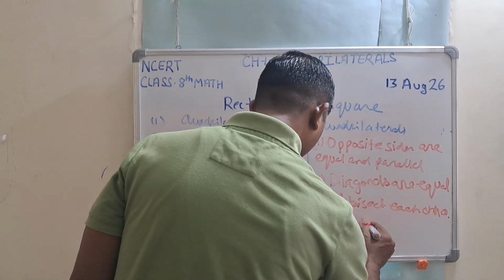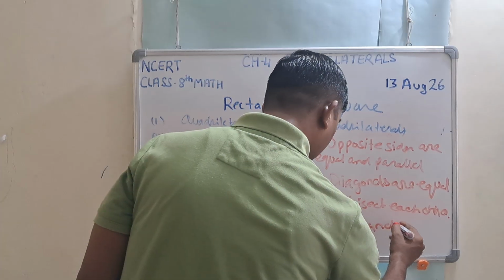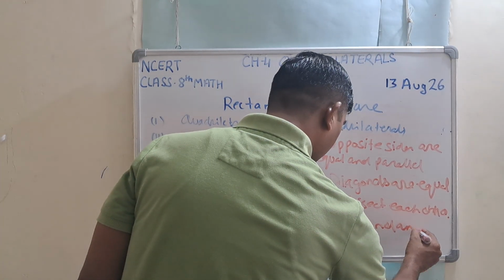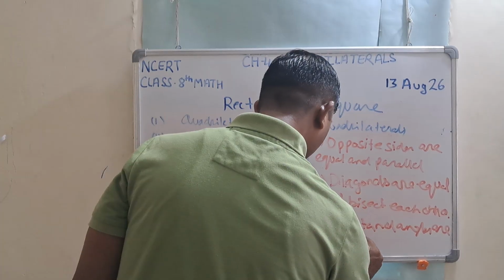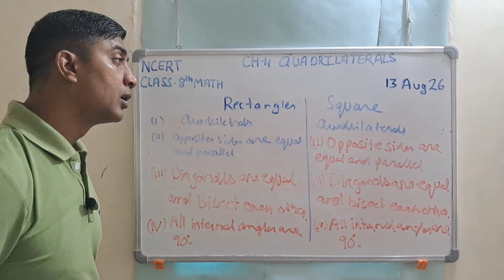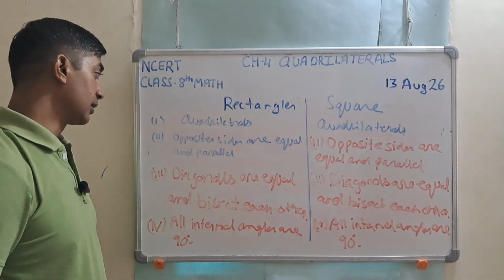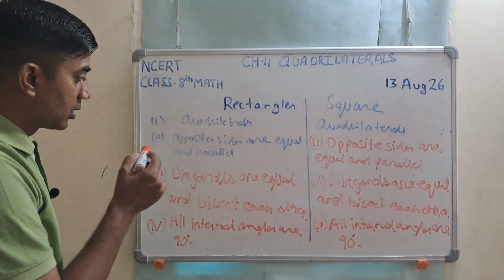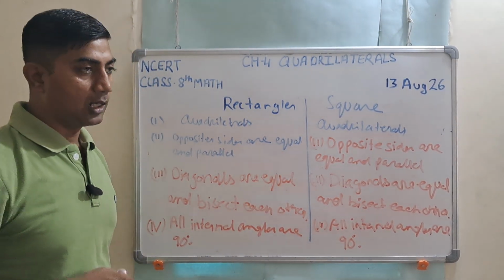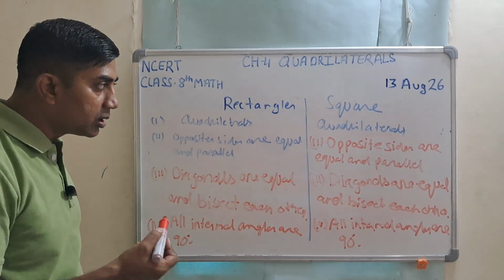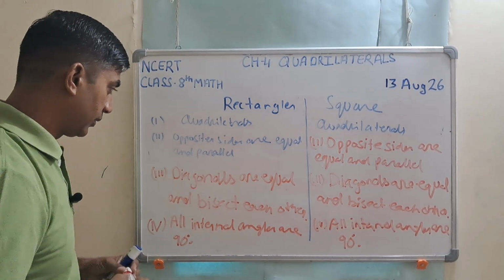All internal angles are 90 degrees. Understood? All internal angles are 90 degrees. Now these are the common points in a rectangle and a square, and after that we will see where the difference occurs. And what is the difference?